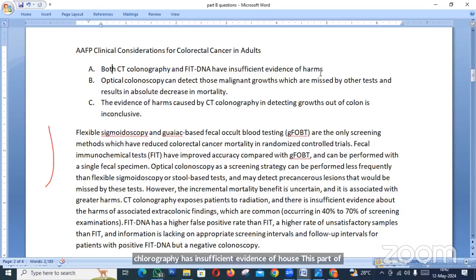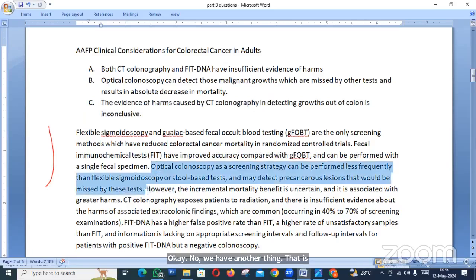Now we have another thing, that is FIT DNA. FIT DNA test, which is given in the last paragraph, last third line. So it is given here, but we are confused between optical colonoscopy and FIT DNA. How to relate them?